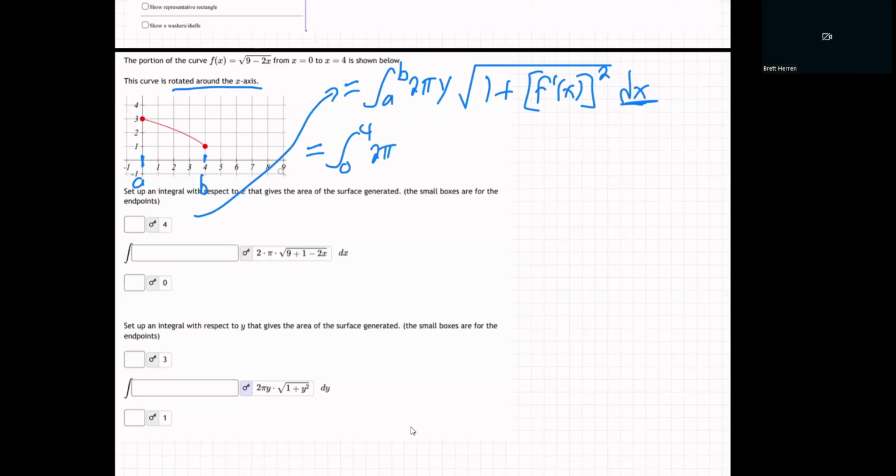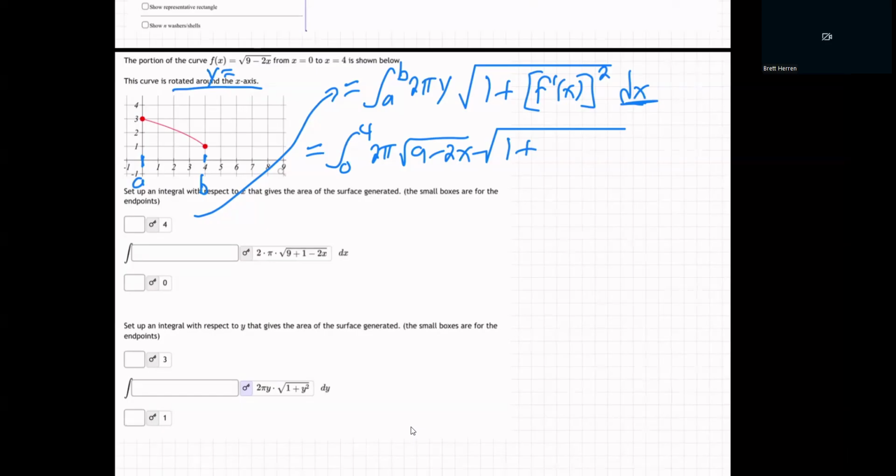Now what's y? Well, remember, y is the same as f. Function values are y values. g of x, h of x, f of x, they're all y values. So 2 pi square root of 9 minus 2x times the square root of 1 plus, no, we need f prime.